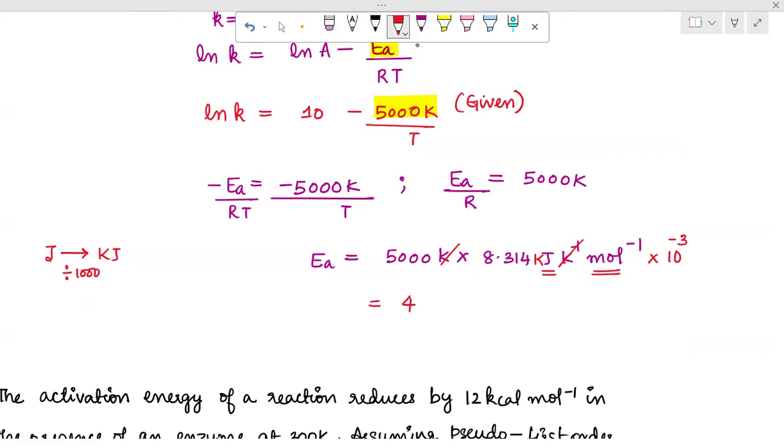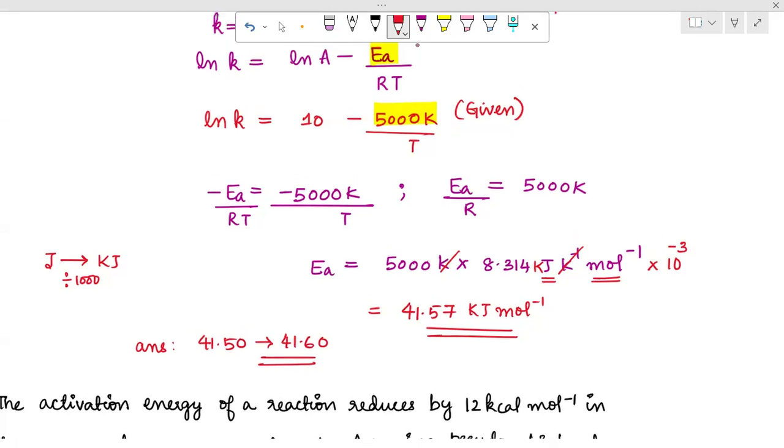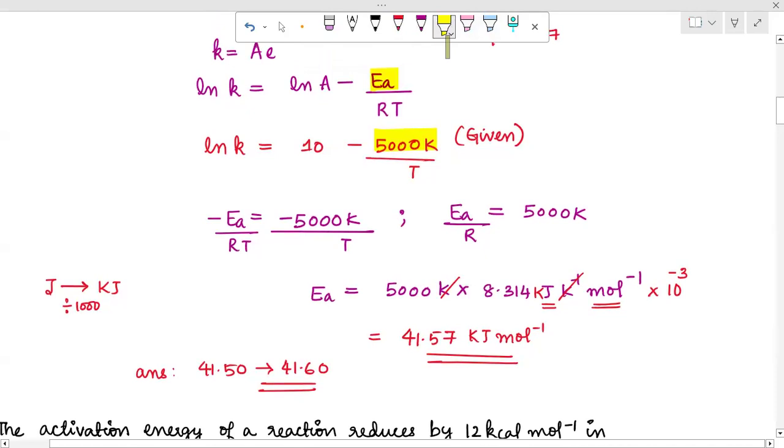The final answer that I'm getting is 41.57 kilojoules per mole. You need to round it off to 2 decimal places. That's why I have taken only 2 decimal places. In the answer key, the range was given as 41.50 to 41.60. So if you give any answer with 2 decimal places within this range, you will get the marks. Okay? So it's easy. Be careful of the unit cancellation over here. Okay?